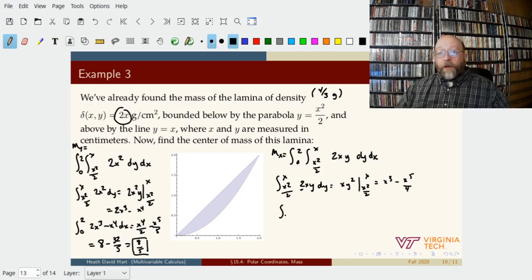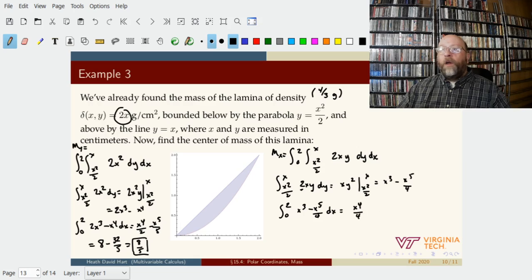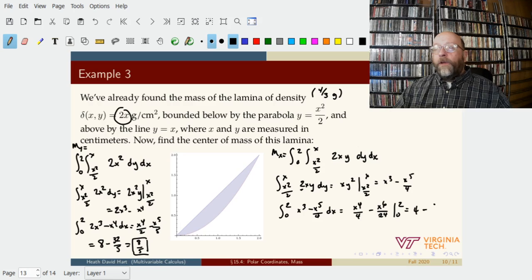All right, we have to integrate that from 0 to 2. The integral of x cubed is x to the 4th over 4. The integral of x to the 5th over 4 is x to the 6th over 24, from 0 to 2. When I plug in 2, 16 over 4 is 4. When I plug in 2 here, 64 over 24 reduces to 8/3. And 4 minus 8/3 is 4/3.